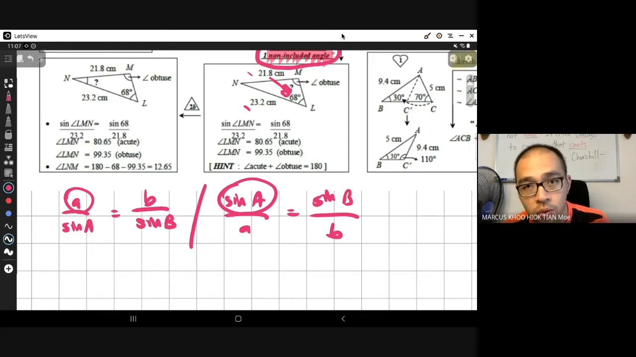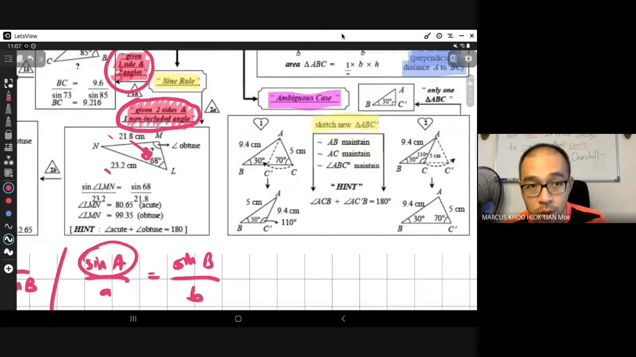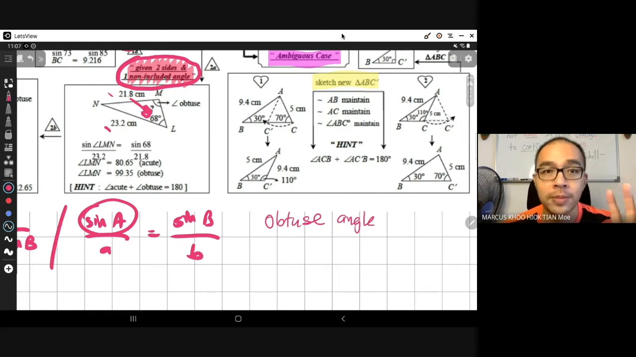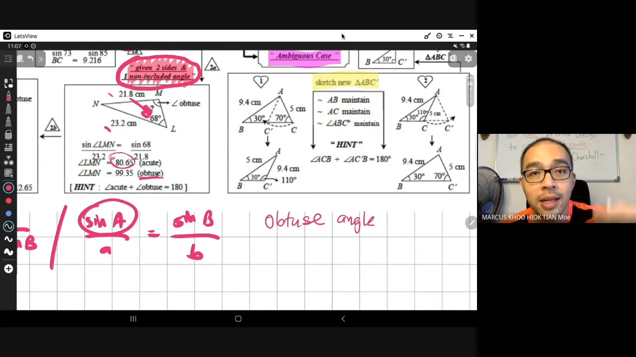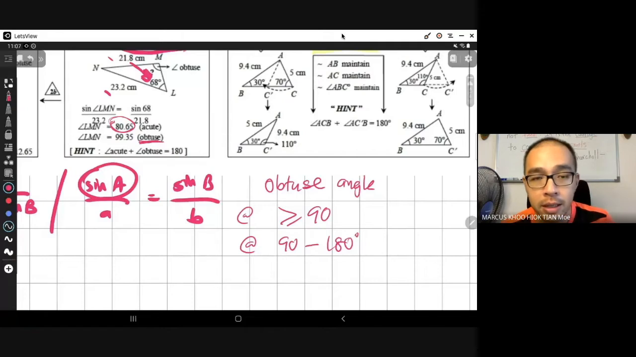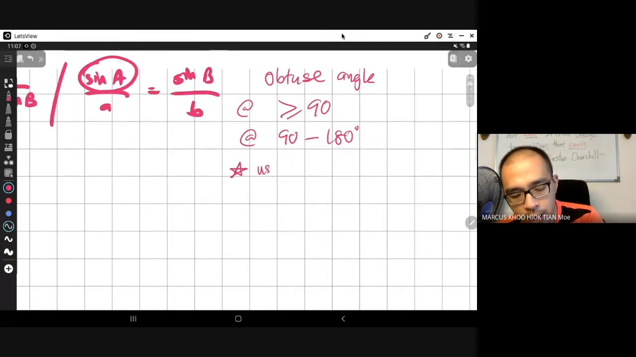Now, when we talk about the sine rule, we need to talk about a case called the ambiguous case, in other words, when the angle is obtuse. Only the sine rule has this problem. Sometimes when you calculate the sine, you will get one value. But if the question says the angle is obtuse, or more than 90 degrees, or between 90 and 180 degrees, all these mean the same thing, then after you get the answer, use 180 minus the answer that you get to get the obtuse angle.